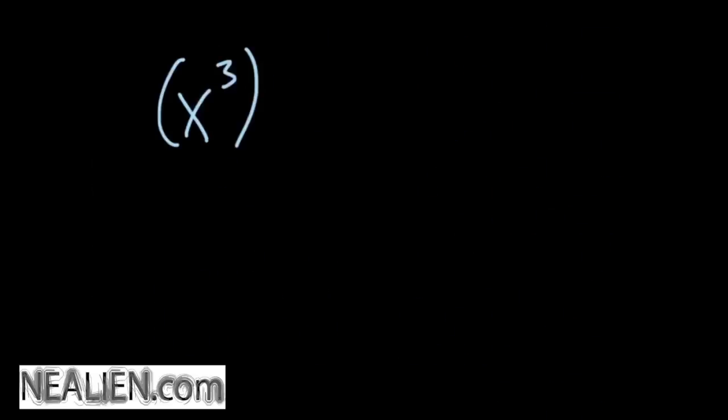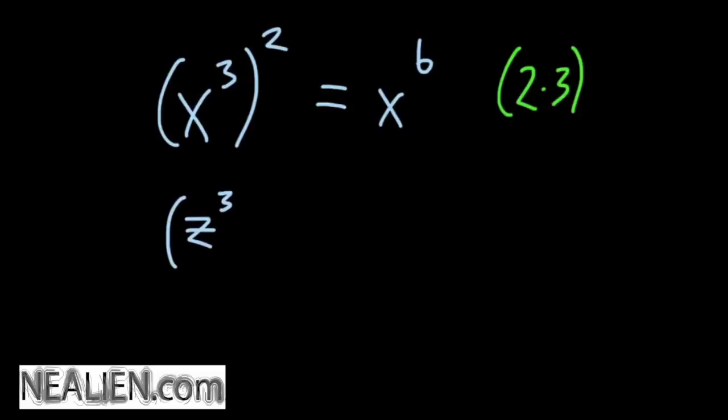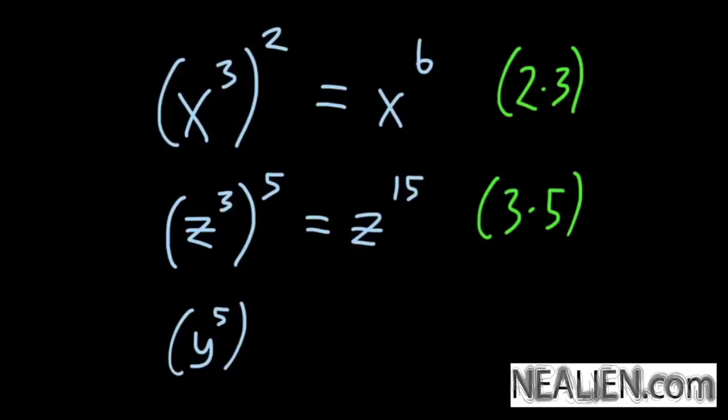Okay, if you have a variable to a power, then you raise it to another power, you multiply those two numbers, 3 times 2. Same thing with z to the 3 to the 5. You multiply the 3 by the 5, you get 15. Y to the 5th to the 2nd is y to the 10th, because it's 5 times 2.